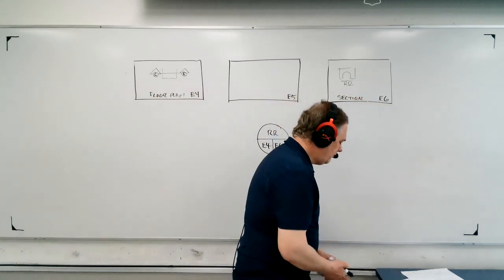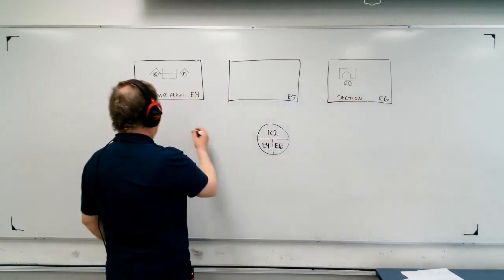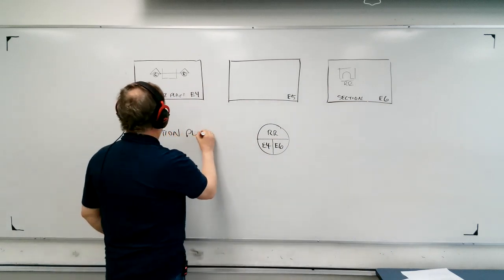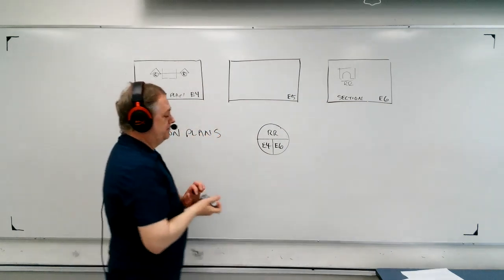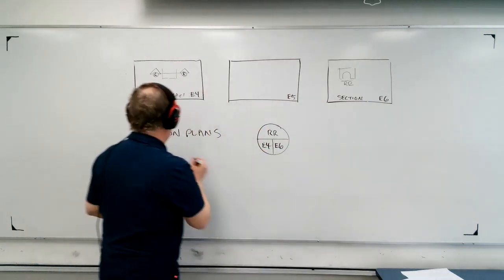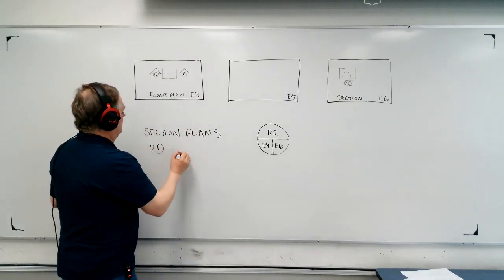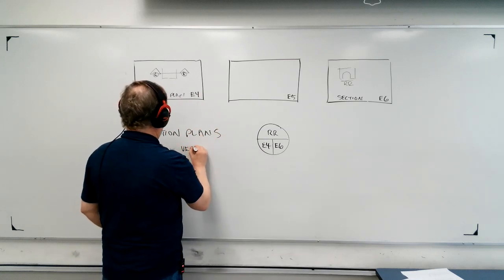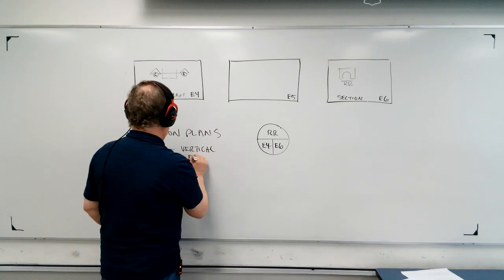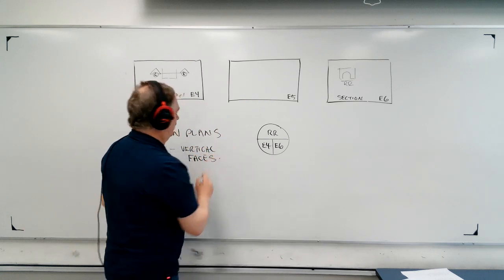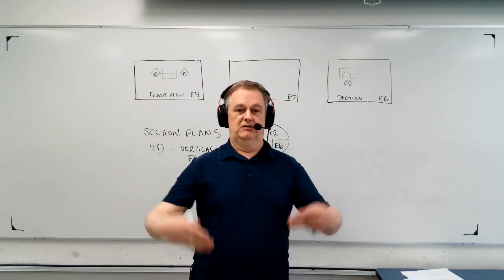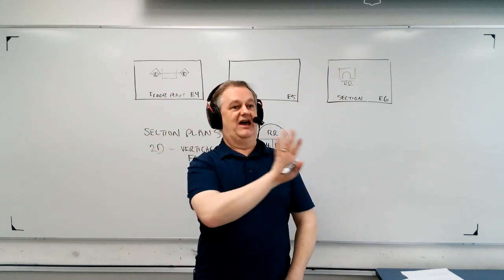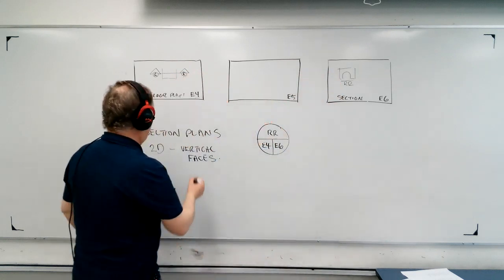Now, sections, or section plans as we call them, are two-dimensional also, usually 2D, but they are vertical face views, vertical faces. So they're usually showing something where, if it's a wall or a thing, you're going to cut it and you're going to be looking at the end of it or the side of it. So vertical face views.